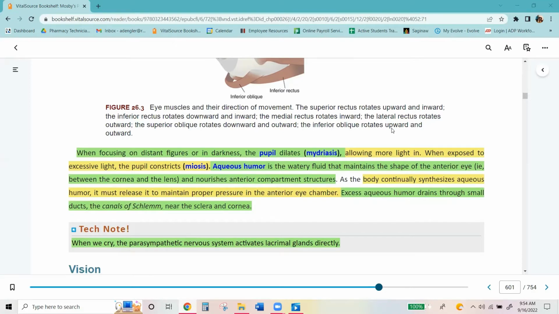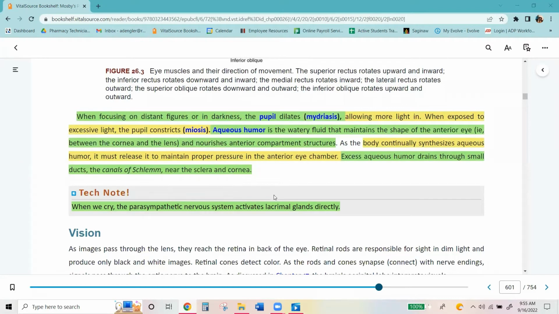Aqueous humor is the watery fluid that maintains the shape of the anterior eye. It nourishes anterior compartment structures as well. As the body continually synthesizes aqueous humor, it must release it to maintain proper pressure in the anterior eye chamber. Excess aqueous humor drains through small ducts, the canals of Schlemm, near the sclera and cornea. So when we cry, the parasympathetic nervous system activates lacrimal glands directly.